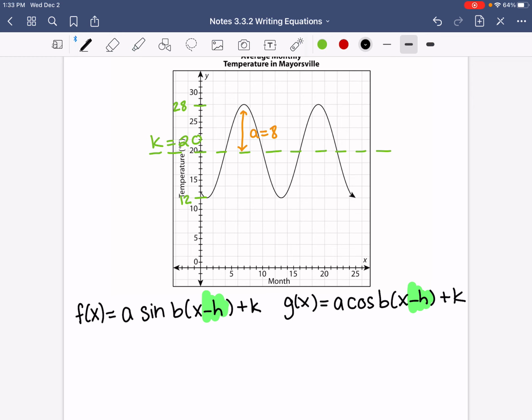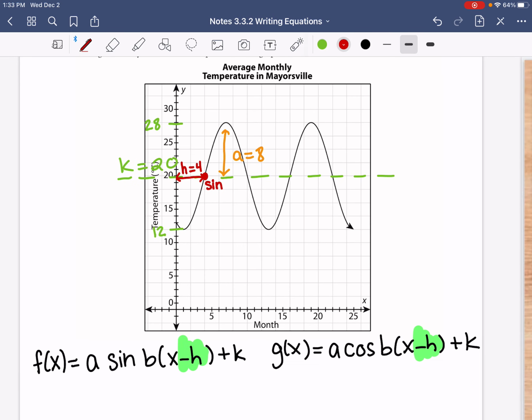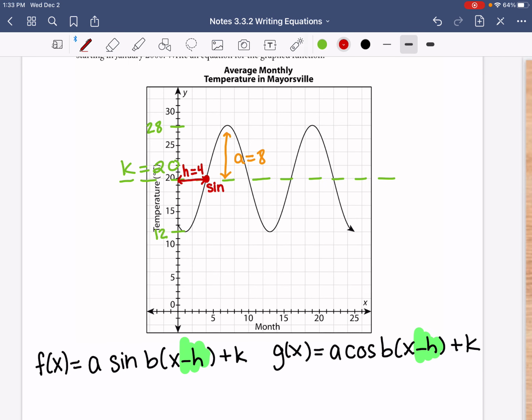So our horizontal shift for your sine curve, remember sine curves normally start at the midline. So here's my first midline point. Well, what we do is we look at how far is that point from the y-axis. Well, if you look at the little tick marks, each little box is 2. So that means that my h would be equal to 4 if I was using sine, because sine is normally at the midline.